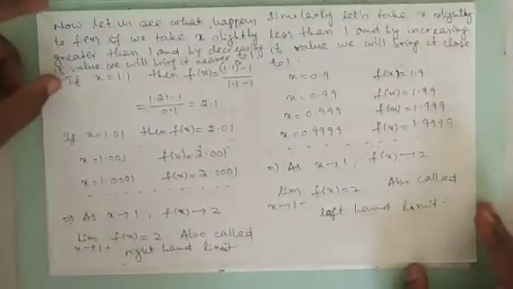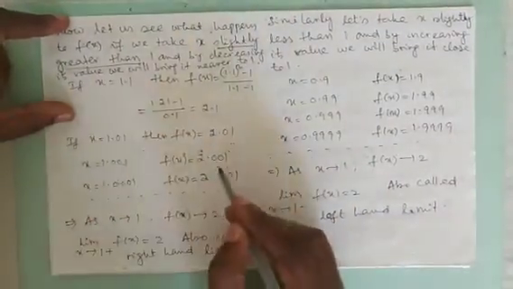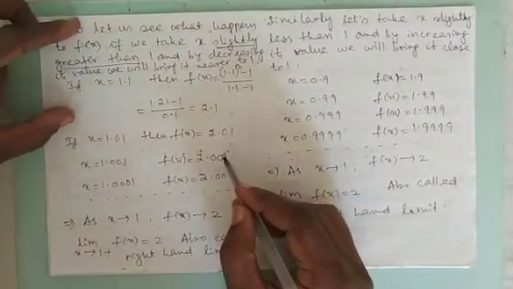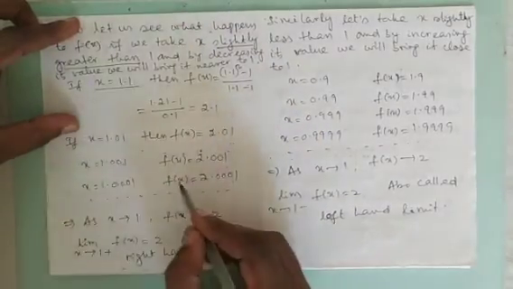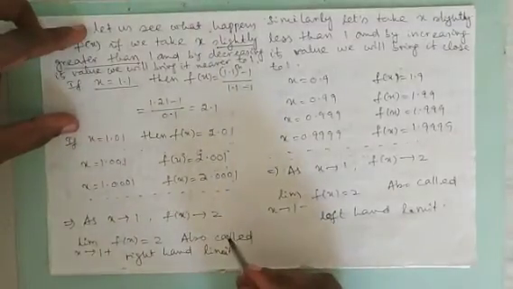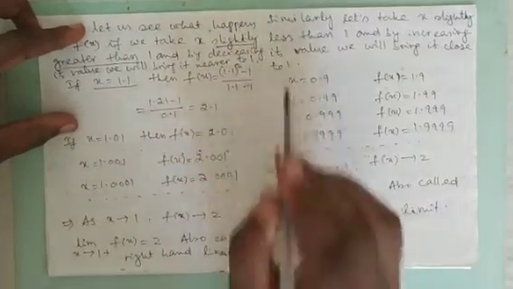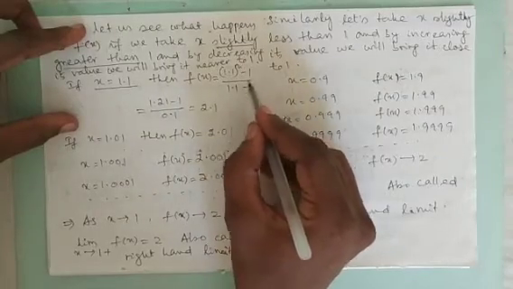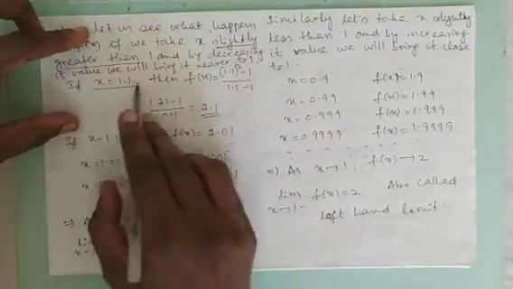Now let us see what happens if we take x slightly greater than 1. What happens to the value of f(x)? Let us see. We will take an x value slightly greater than 1, that means 1.1, and then by decreasing its value, we will bring it nearer to 1. When x is equal to 1.1, f(x) is equal to (1.1 square minus 1) by (1.1 minus 1), and we get 2.1. The value of f(x) is 2.1 when x is equal to 1.1.